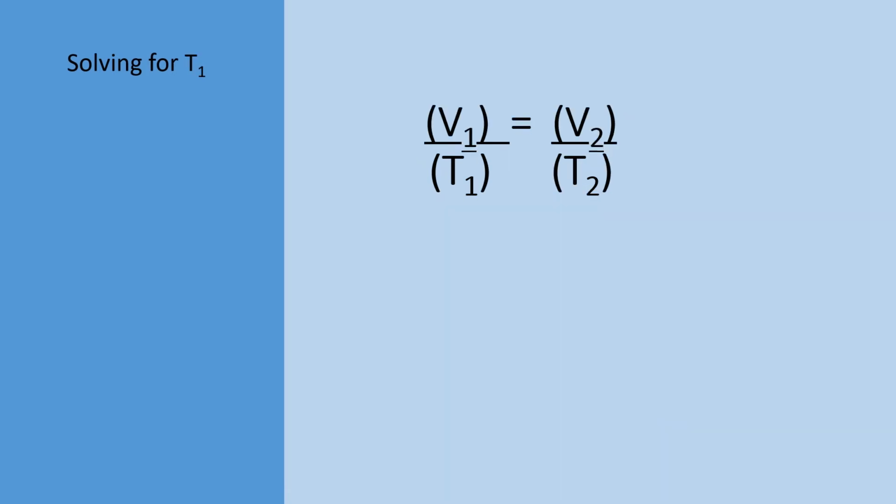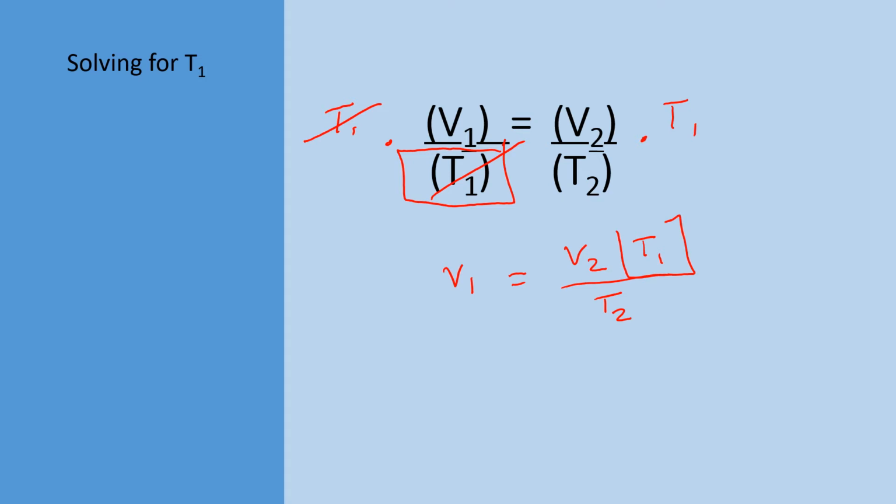Okay, so solving for our temperatures is a little more tricky, but it's doable. So if we want to solve for T1, first thing we need to do is get it into the numerator. So we multiply both sides by T1. These cancel out. So now we have V1 is equal to V2 times T1 over T2. We are solving for T1.